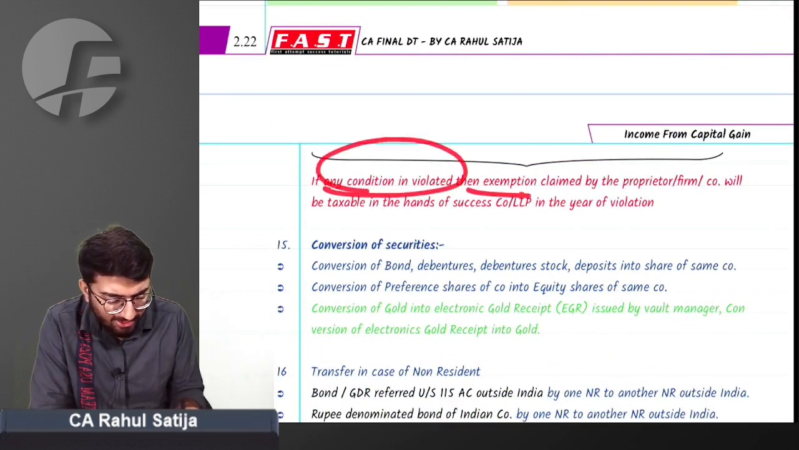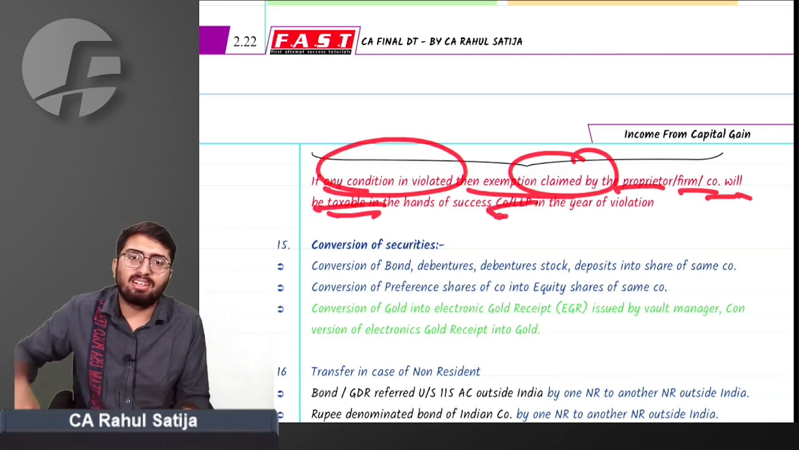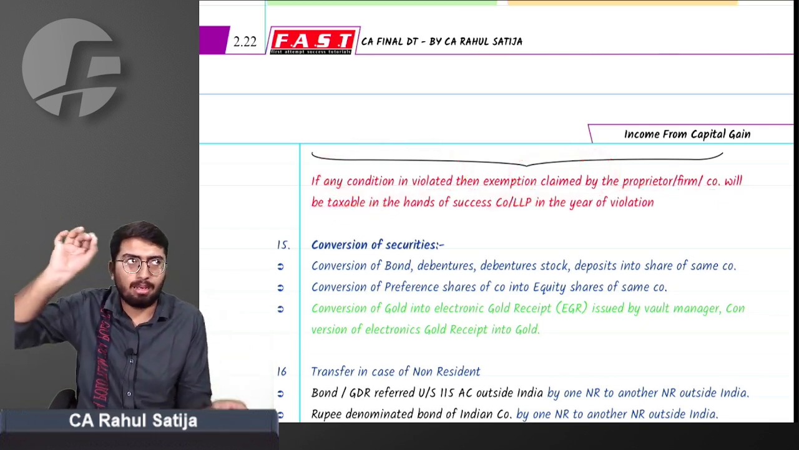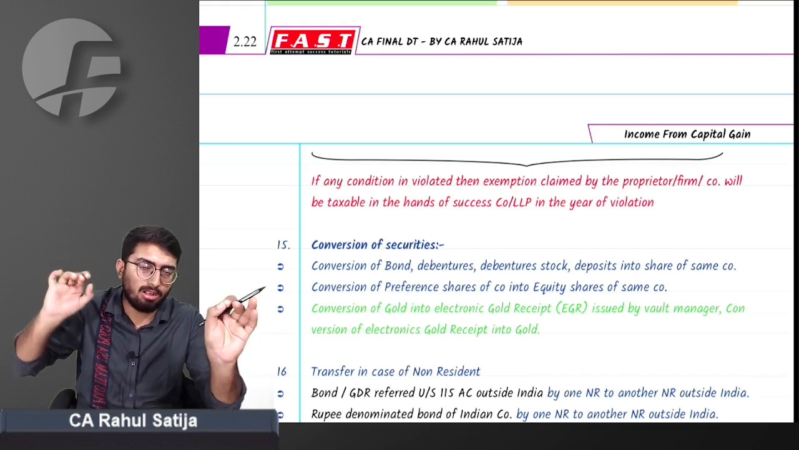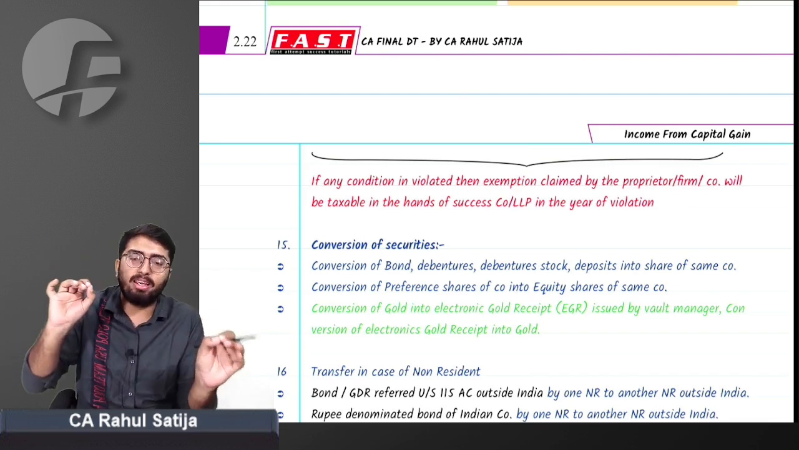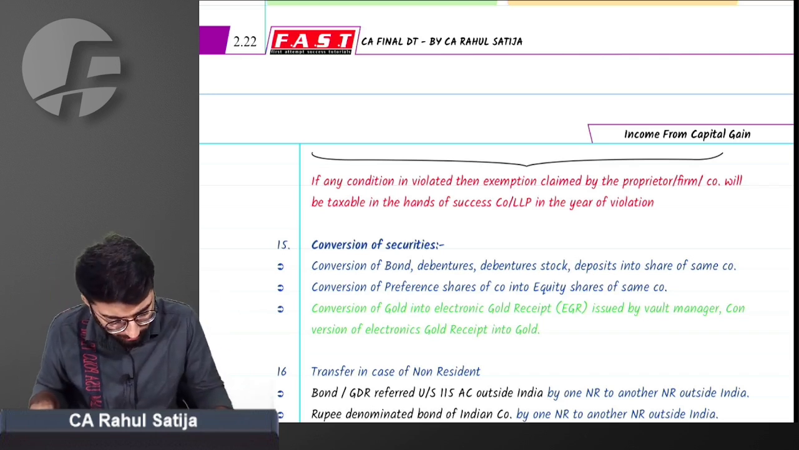If any condition is violated, then the exemption claimed by the proprietor, firm, and company will be taxable, and the successor will be liable to pay the tax. For example, if a proprietor converts into a company and violates any condition, the company will be liable. If a company converts into an LLP and the LLP violates, then the LLP will be liable for taxes.